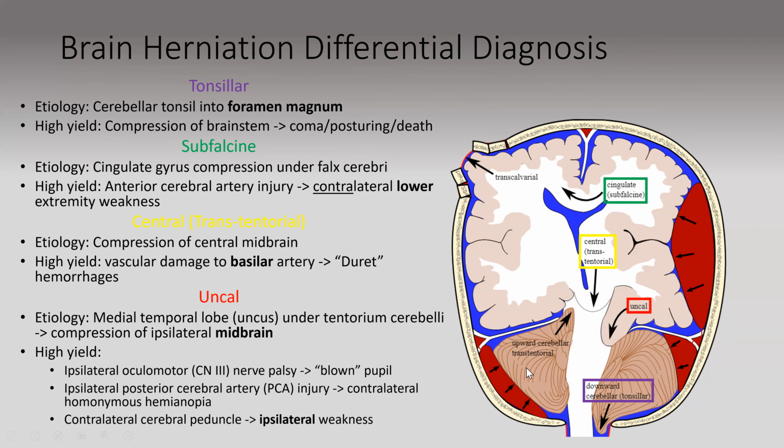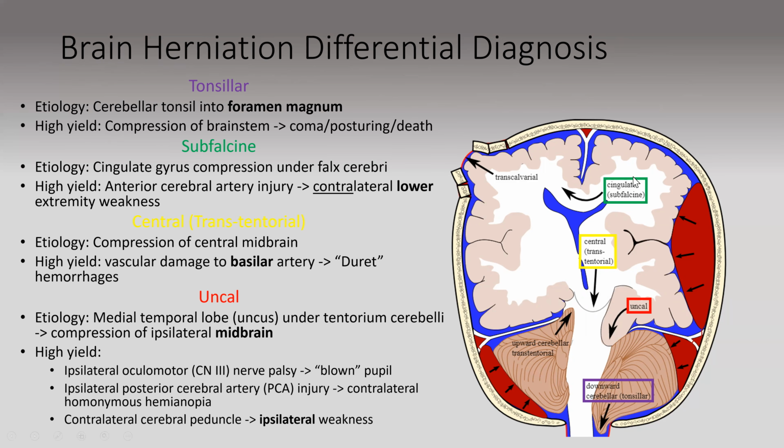So what you're doing is you're herniating the cerebellar tonsils down through the foramen magnum. So you can imagine what's happening here, right? The tonsils are here, they're extending into this confined space. You compress the brainstem, and we know the brainstem composes a lot of our vital functions. And so this leads to coma, posturing, and it can lead to death as well.